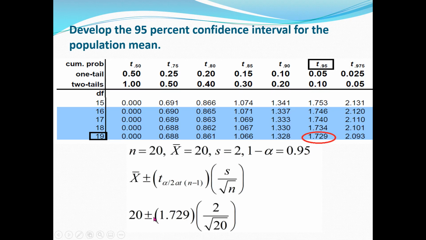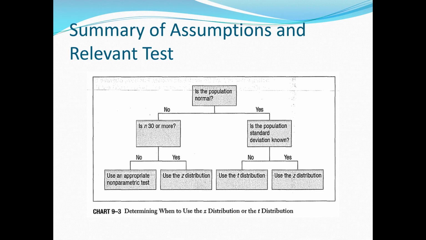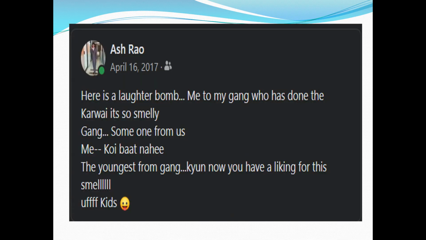So the rest of the method is the same. Sample mean plus minus T value times sample standard deviation divided by square root of the sample size. Here I am using the sample standard deviation, of course, because the population standard deviation was unknown and the sample size was less than 30. So this was about today's lecture.